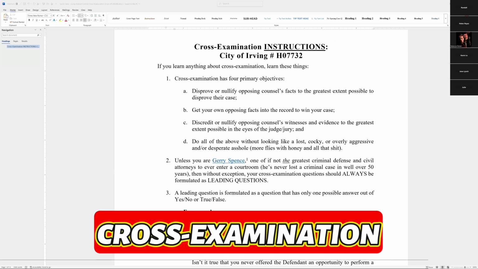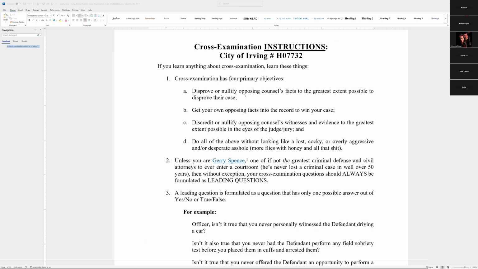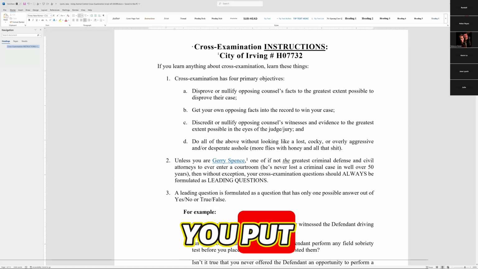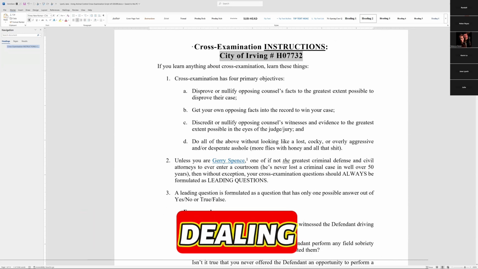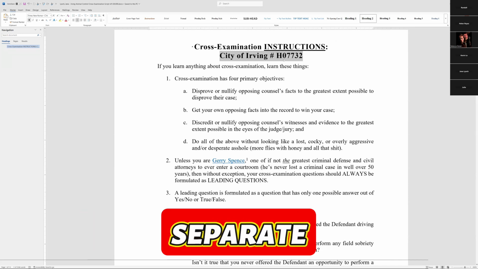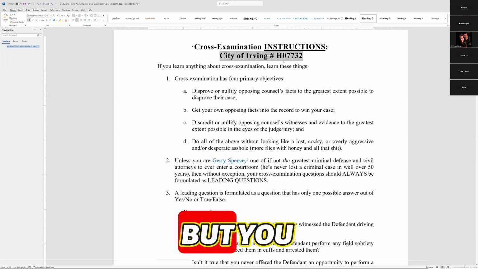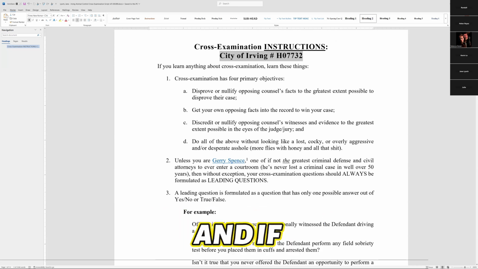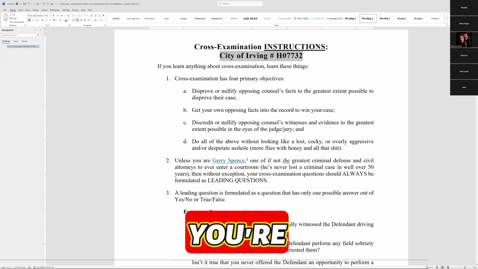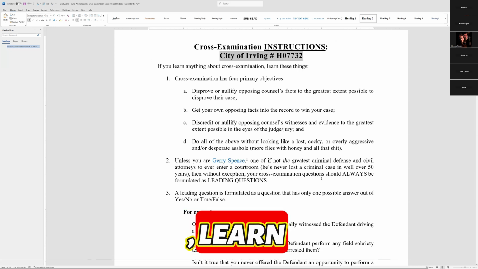All right. Cross-examination instructions. I recommend that when you start one of these, you put at the top of every page, as part of the title, which cross-examination sheet you're dealing with so you can keep track of them, because you're going to have a separate one for every case you handle when you go to court. They're all going to be organized the same way, but you don't want to be changing one that you need for next week for a case you've got tomorrow. And if you're waiting until the day before to do this, you're already screwed. So think that one over too. All right. If you learn anything about cross-examination, learn these things.